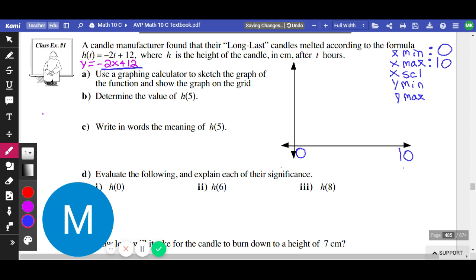That's what that represents. SCL means X scale. That's what you're counting by. I always leave my scale at 1. It's just easier that way.